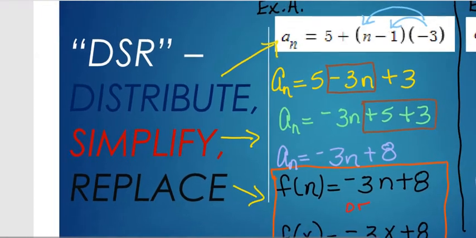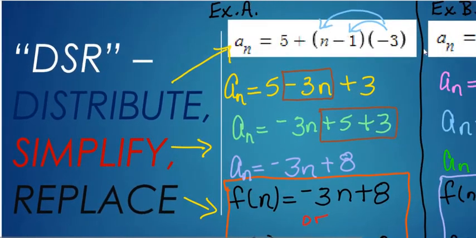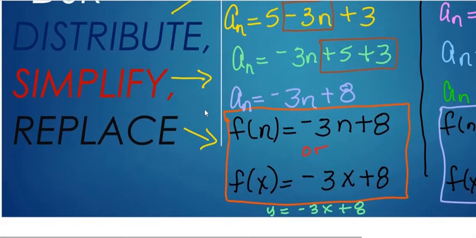So when we look at this first one, example A, the first thing we're going to do is distribute. And when we distribute, we come up with a sub n equals 5 minus 3n plus 3. We're going to rewrite it, and we're going to simplify. So now when you rewrite and simplify, you have a sub n equals negative 3n plus 8. Now, the only thing you have to do at this point is replace the a sub n with f of n, or if you wanted to replace it with f of x, you can.